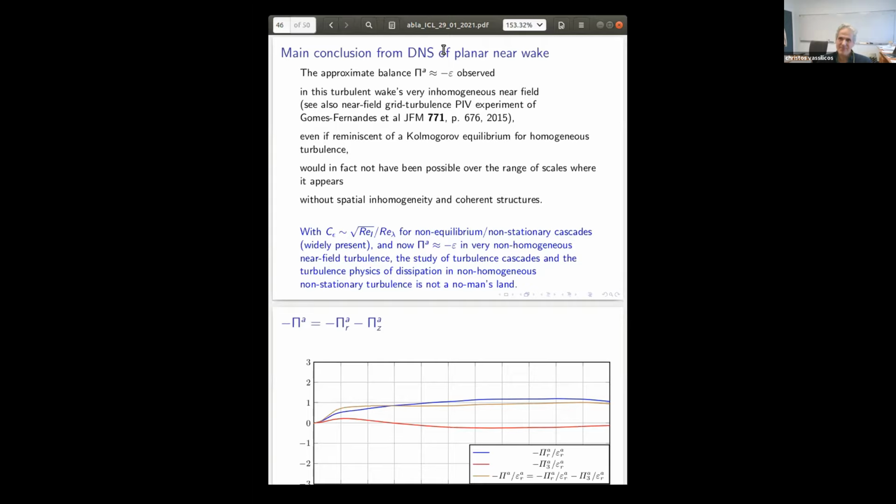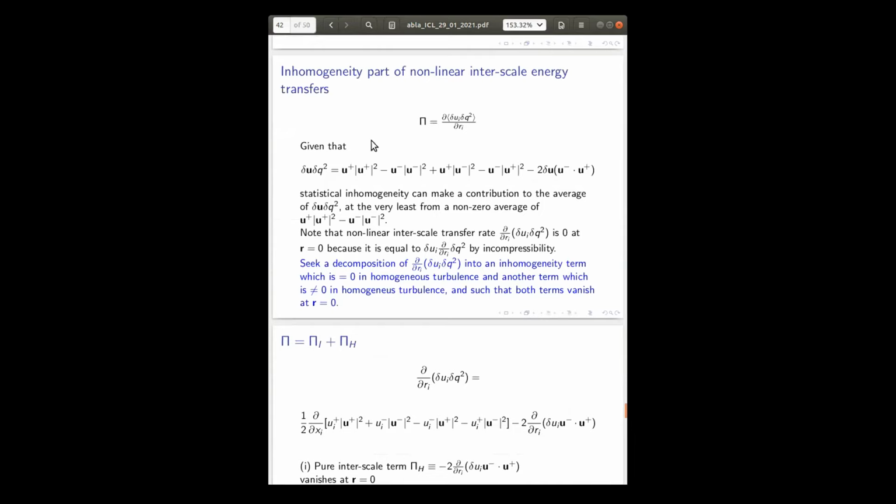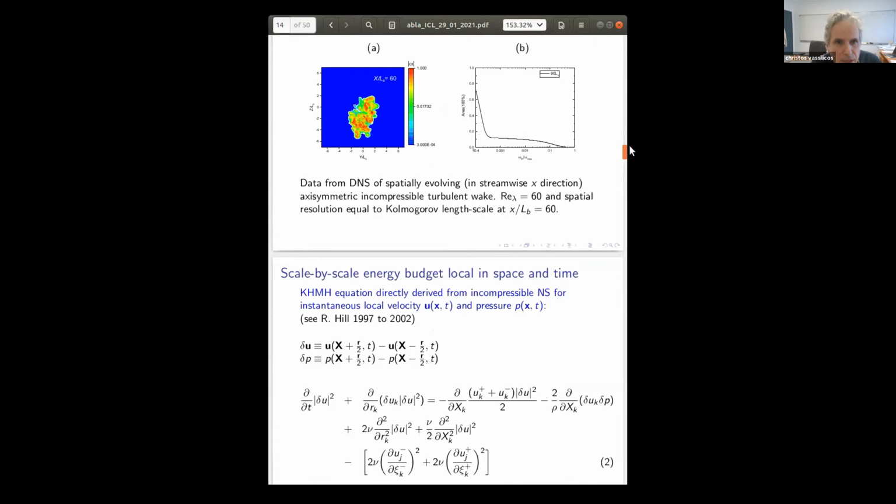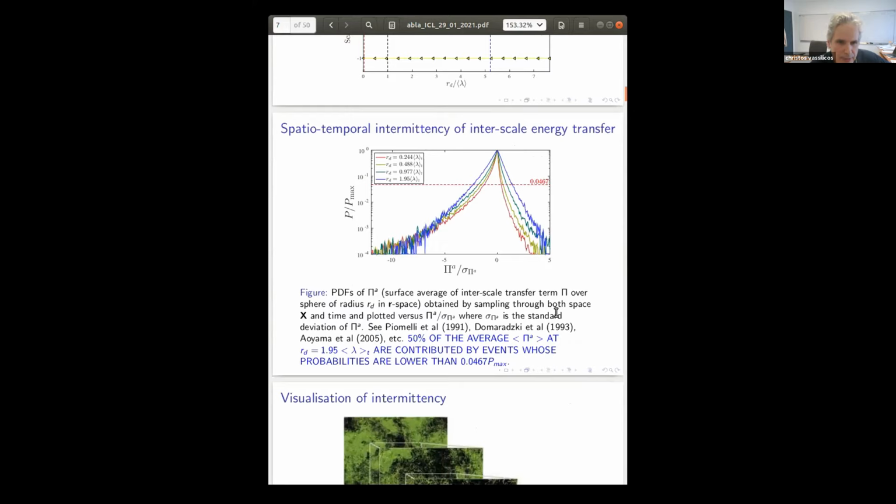Can I ask a question? Yes, John. I was intrigued by one of your statements near the beginning of your talk, where, and I may have had it wrong, something like 50% of the energy came from events that had a very, very low probability. Yes, not the energy, the interscale transfer rate. So can you see my cursor? Yes. So this is the average interscale transfer rate, right? Averaged over realizations and also over a sphere, so I can have a function of only R, not of the direction of R. If you remove all the events below this red line, if you remove all these events here, then you have half of it.